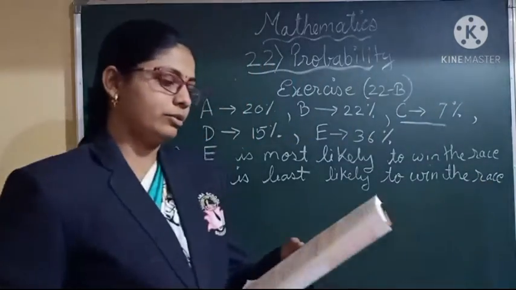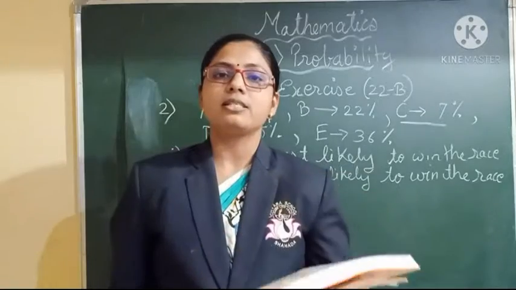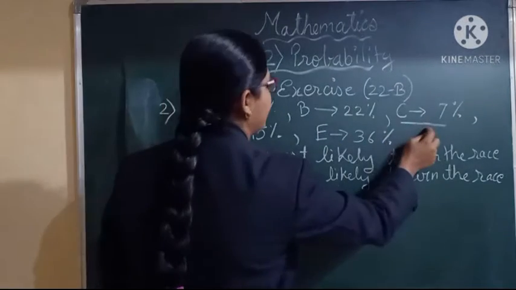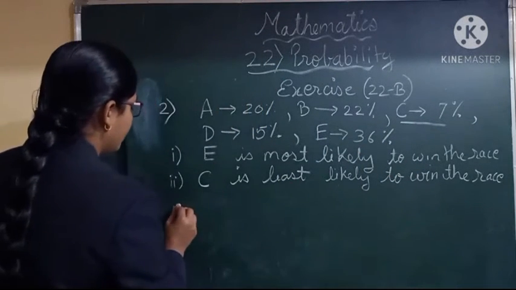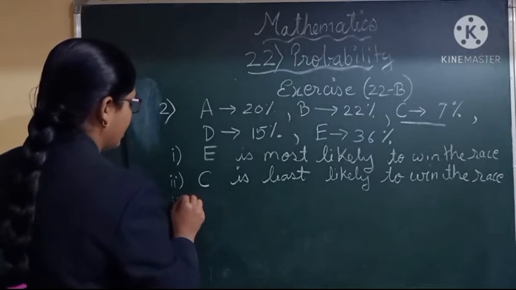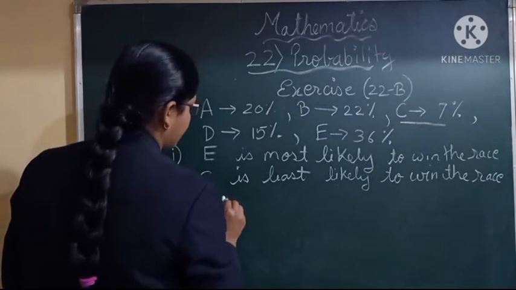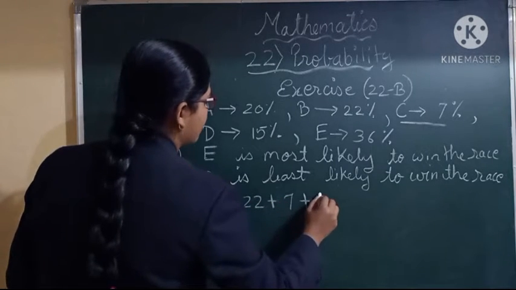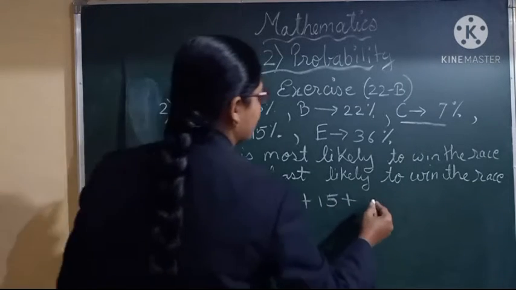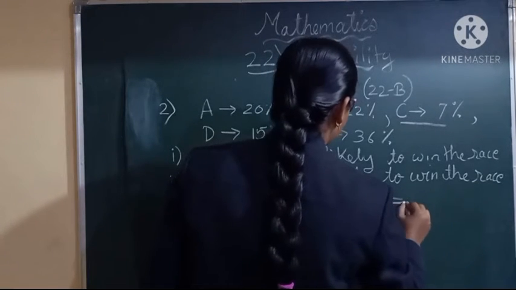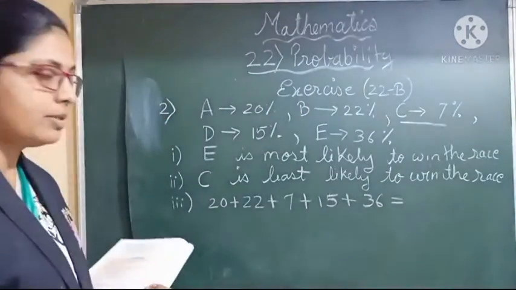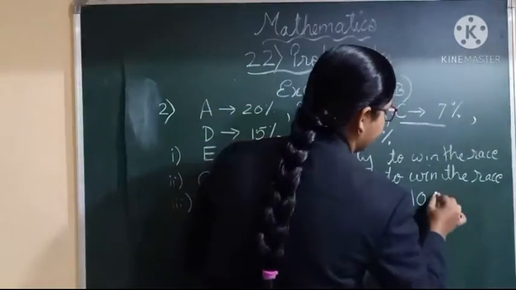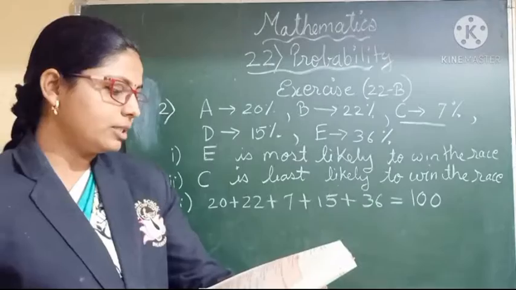Fine. Now the third question: find the sum of the probabilities given. Whatever probabilities are given here, you have to add them and find the answer. So do the addition of all: 20 plus 22 plus 7 plus 15 plus 36. What is the total? When you add, you will get the answer as 100. This is the answer to the third question.